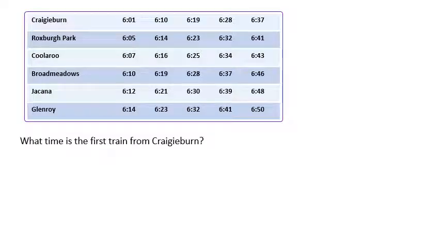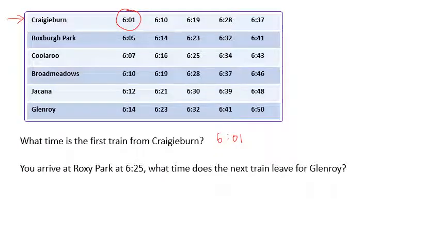What time is the first train from Craigieburn? So Craigieburn is my first station here, and the first train is at 6:01. You arrive at Roxy Park at 6:25.